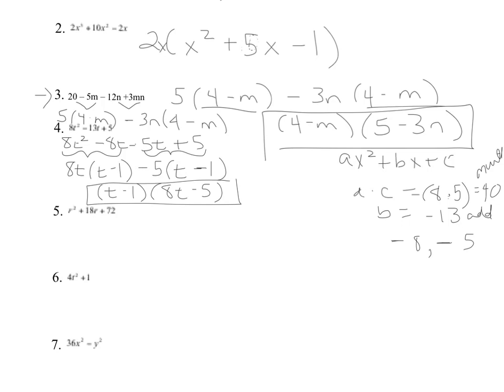Okay, the next one is probably one that you look at that number 4 is actually harder to factor than number 5, because as long as that a value is 1, if it's just an x squared for the first term, or in this case an r squared, then there's a little shortcut you can use. Do you know how to factor r squared plus 18r plus 72? All I'm looking for is what would I multiply to get a times c? Well, 1 times 72 is 72. So what can I multiply to get 72, add to get 18?